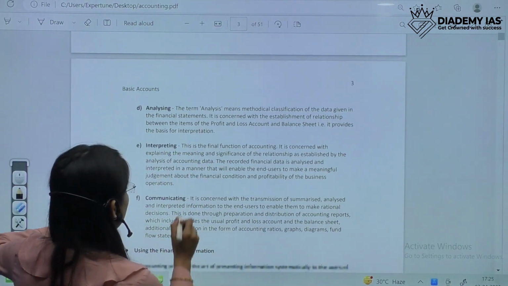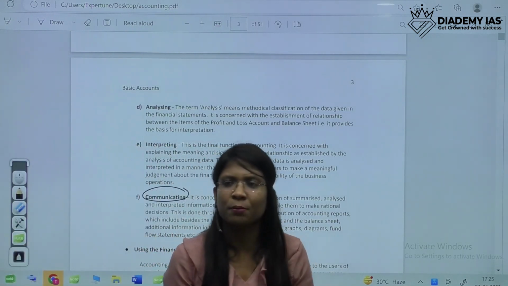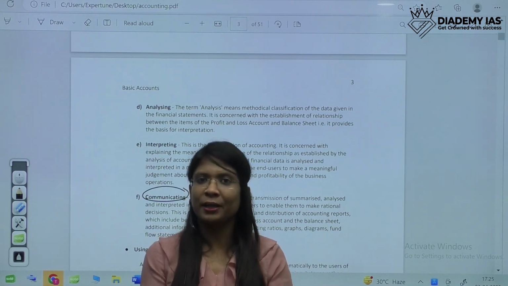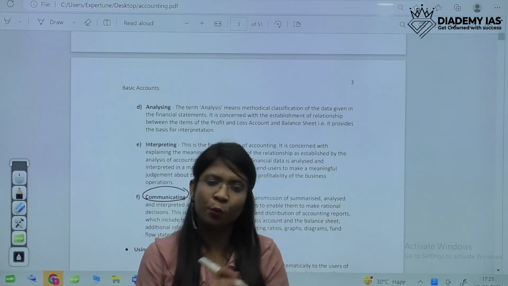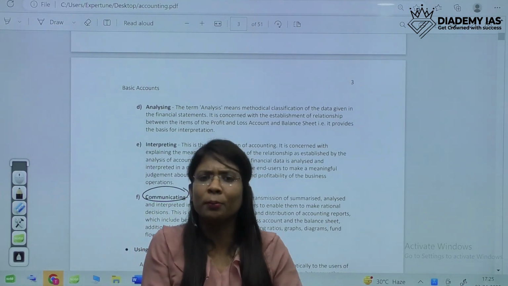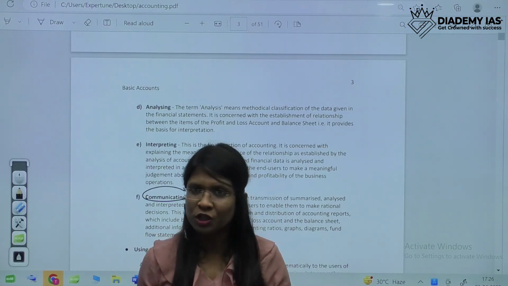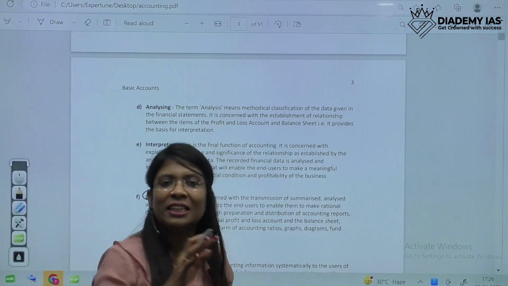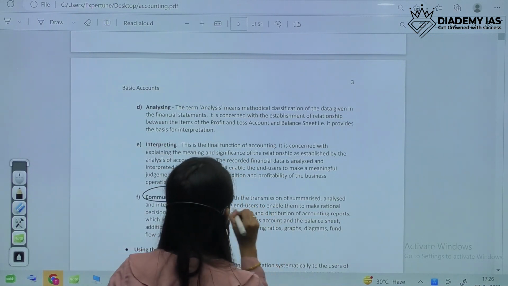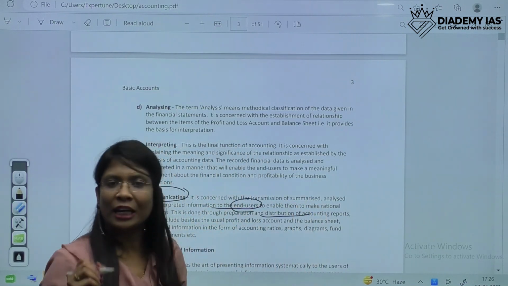And then communicating. Communicating means that after making the financial statements, if we don't communicate them to the users of the financial statements, then it doesn't make any sense. We can sit at home and make the balance sheet, but if we don't publish it, our users won't be able to understand what our profits are, what our balance sheet position is. So after all this, we have to communicate it. We have to make it available to our end users. We have to distribute it to our end users.